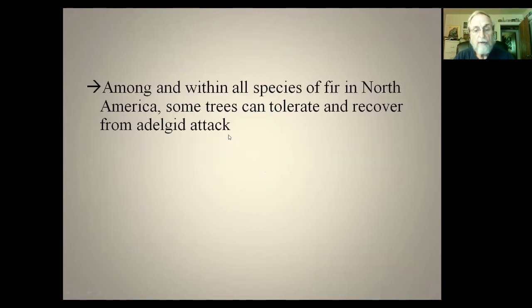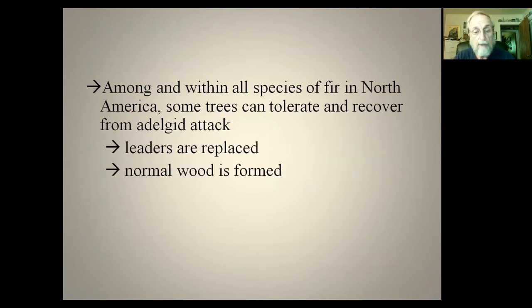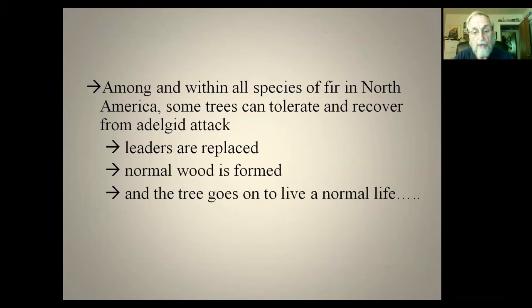Among and within all species of fir in North America, some trees can tolerate and recover from the adelgid attack if they are perhaps sprayed with insecticide. So the leaders are replaced, the normal wood is formed, and the tree goes on to live a normal life.